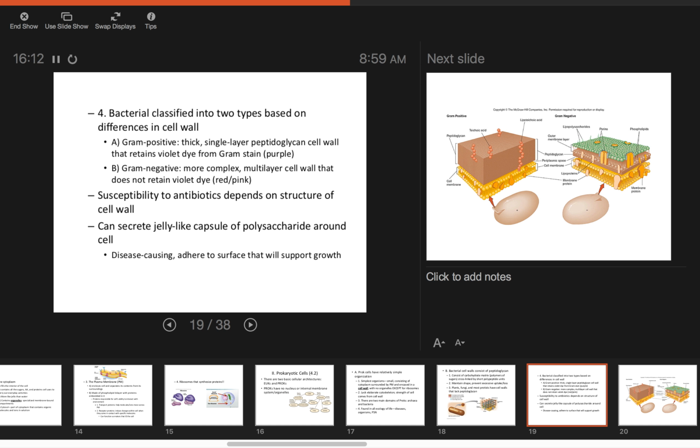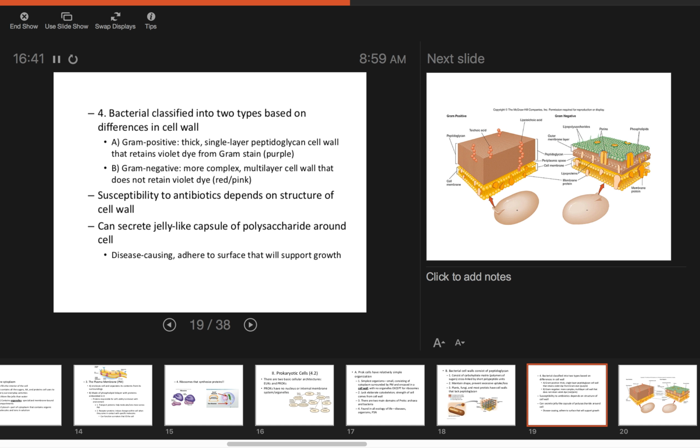If they say gram-positive, that means that the peptidoglycan cell wall is a single layer, it's extremely thick, and it retains a violet dye. So it's purple. That means gram-positive. Gram-negative is a little bit more complex. These guys are nasty. They're a little bit more difficult to treat. Multi-layer cell wall, does not retain a violet dye. So therefore, you might see it as red or pink.